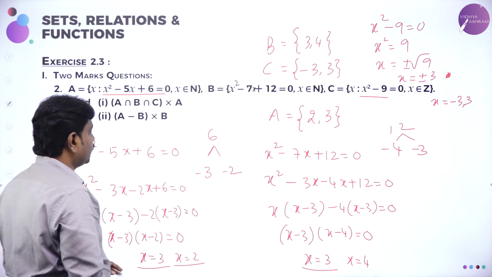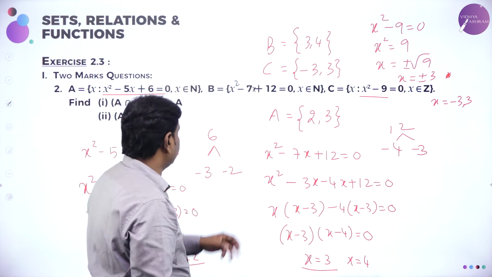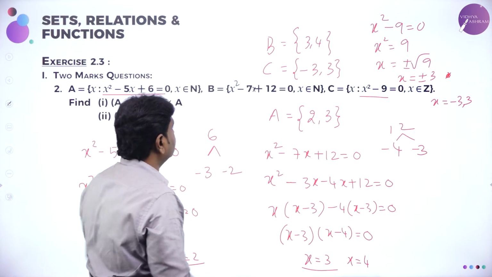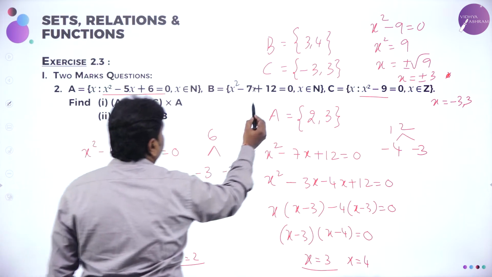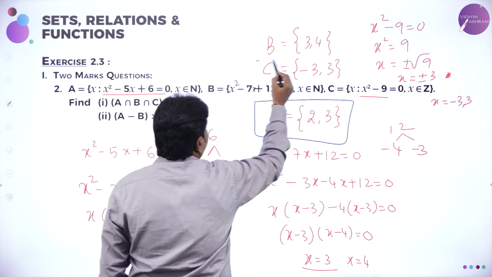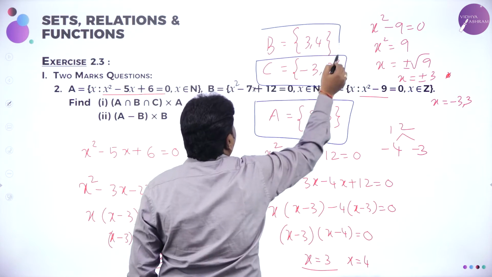So I got set A, set B, set C. Set A I wrote here. Just I'll envelop them. So set A we got this. Set B, set C we got this.